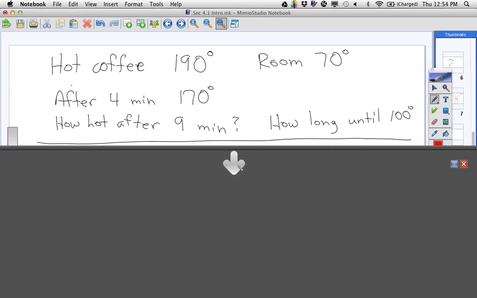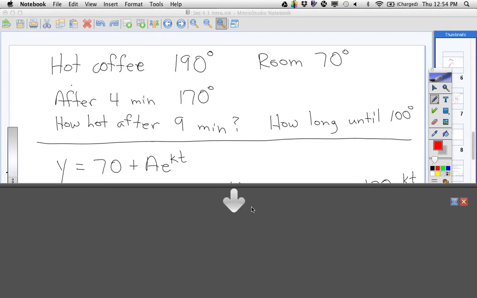Big T. Big T is 70. What about A? Good. We can't find A right away. I was afraid some of you were going to say 190, right? A is not the initial condition like it is in a regular Ae^(kt) problem. Some people do that way too early. Okay, so the 70 we can plug in right away. So go ahead and write that down. So 70 is the big T.